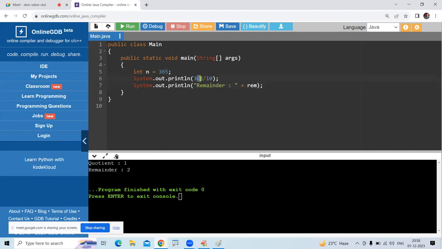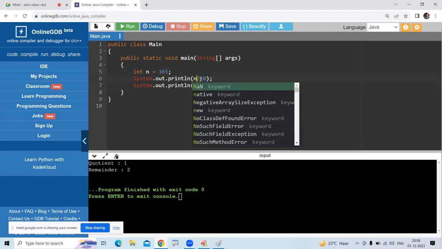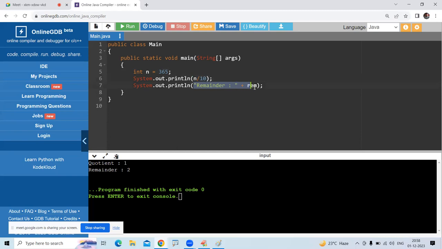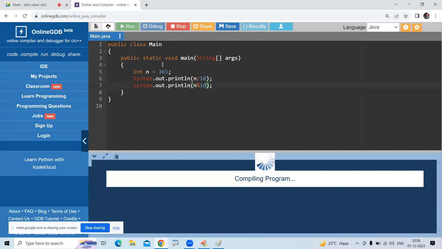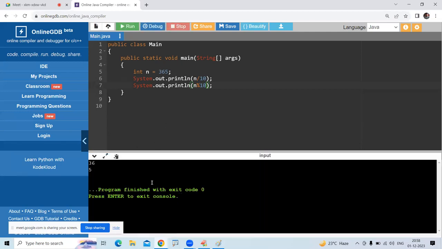That is n by 10. And here it is n mod 10. Look at the output. The first one is 36 and the next one is 5. This is a very, very important one.